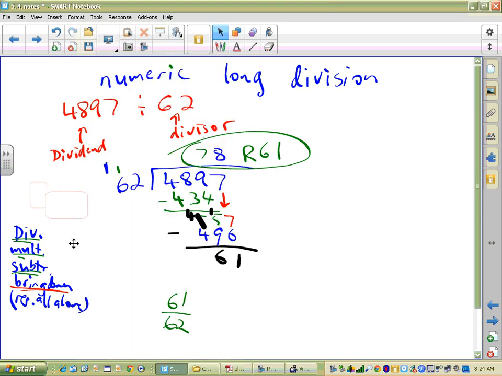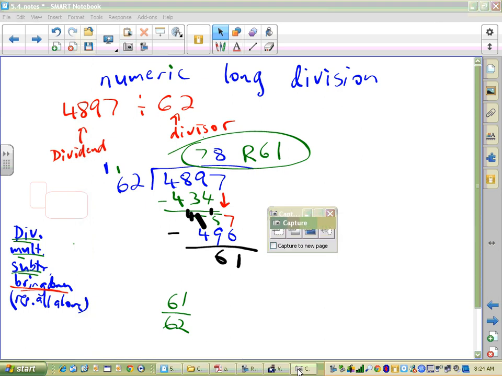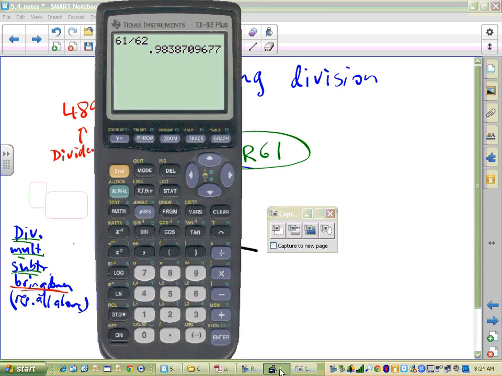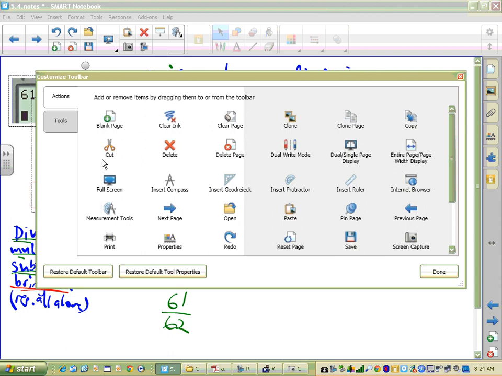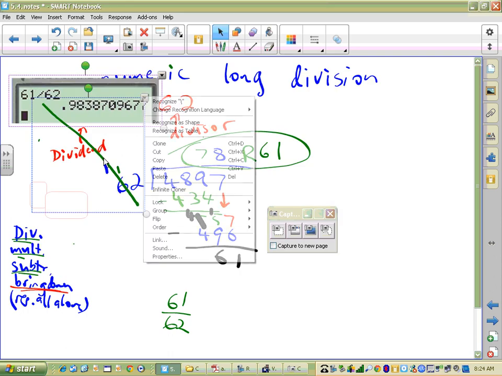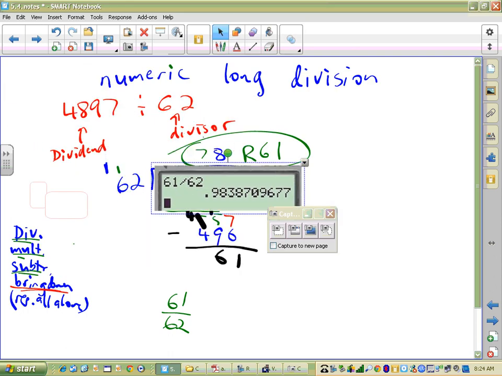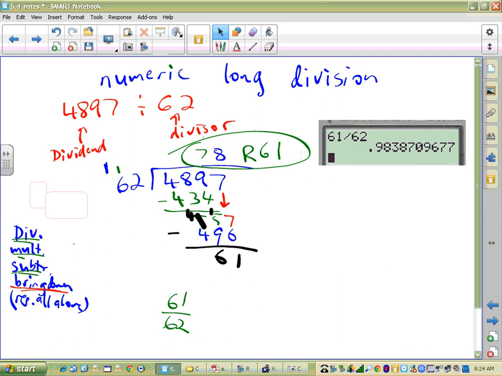Let me take a picture of that. Okay, so 61, I hate when I do that. I do that all the time. I always forget about that. Get that little diagonal line out of here. So 61 divided by 62 is 0.9838. Some of you probably realize this. Some of you might not, though.